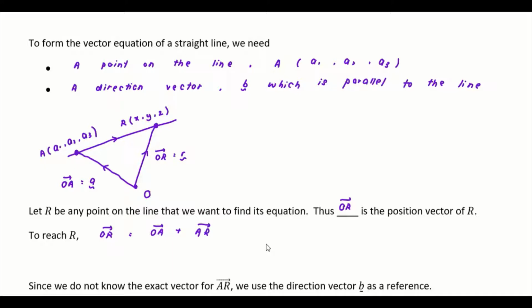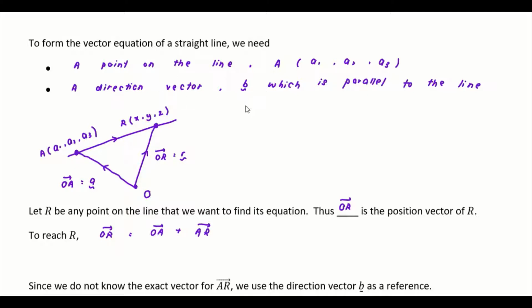Okay, but what is the problem here? Because OA, of course, if I know the coordinate of A, then I'll be able to find OA. But the problem here is R is any point on this line, which means R can be here, can be here, can be here. It's an unknown point. It's like a general point that we want to find on the line. So we do not have R. So how are we going to find the AR here? This is why the second piece of information comes in, which is called the direction vector B.